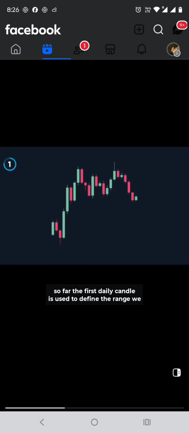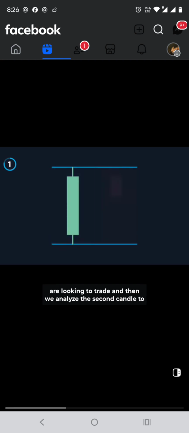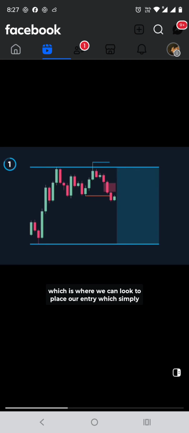So to summarize this so far, the first daily candle is used to define the range we are looking to trade, and then we analyze the second candle to see whether its market structure fits the criteria we are looking for. And this brings us onto the third daily candle, which is where we can actually look to place our entry, which simply involves shorting this bearish fair value gap, with the target being the candle range low.